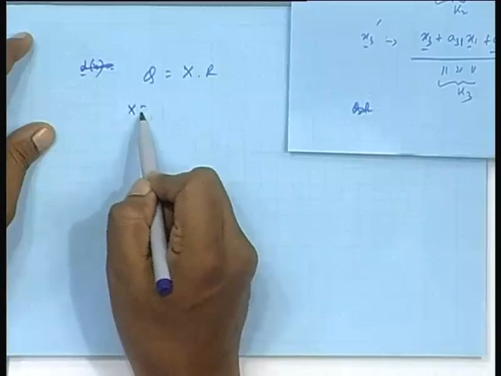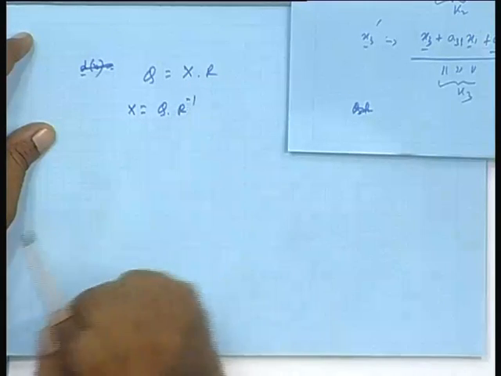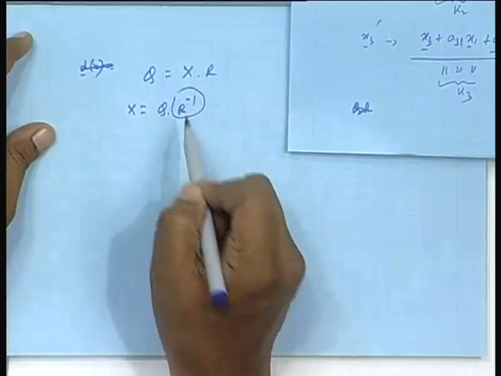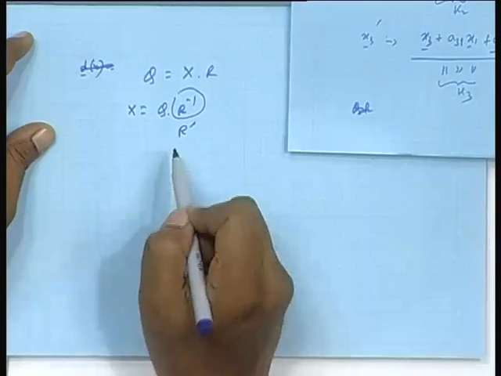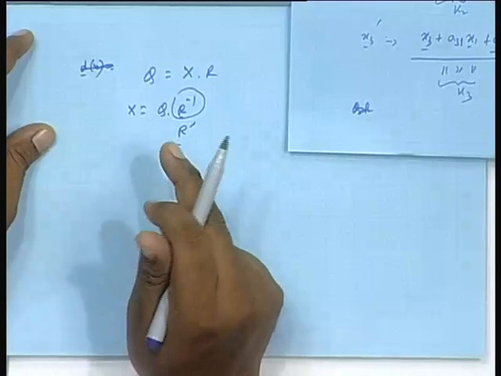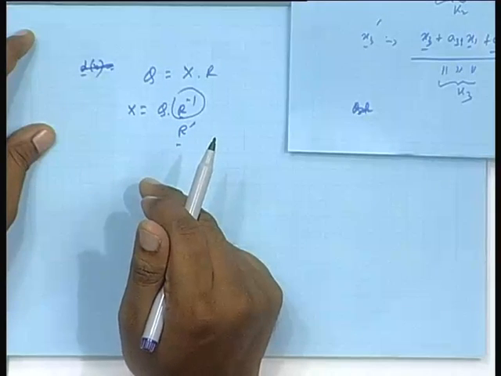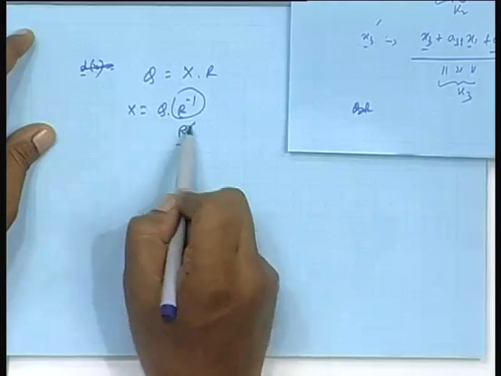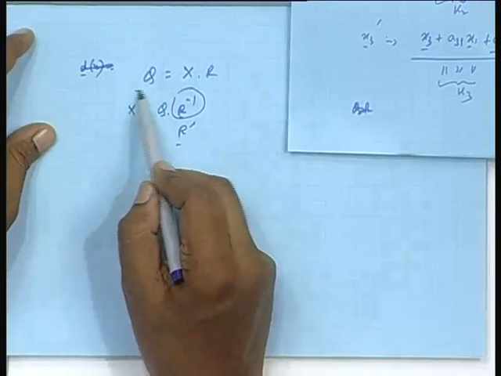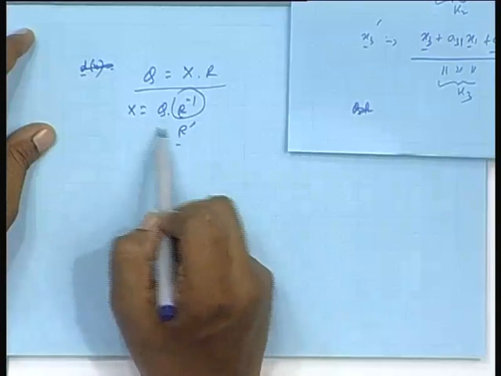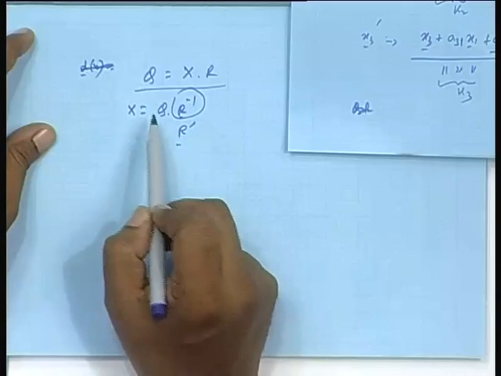Then X will be Q R inverse, and R inverse you can call R prime, and R prime also will be upper triangular. That is why it is actually called Q R factorization of X, though we will be needing this form, not this form, but this is called Q R factorization.